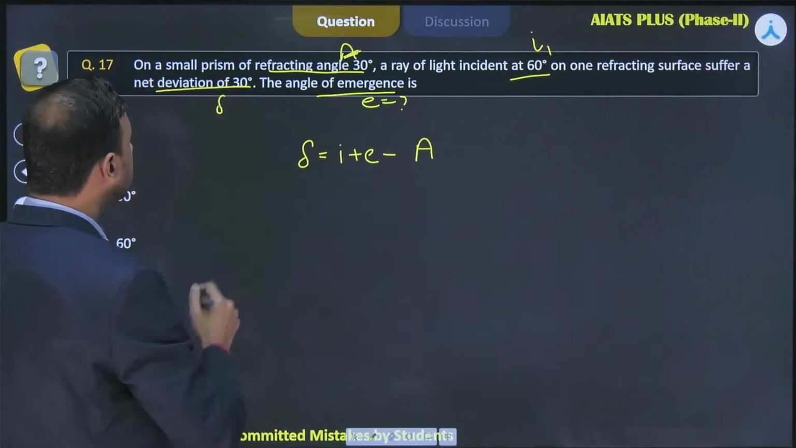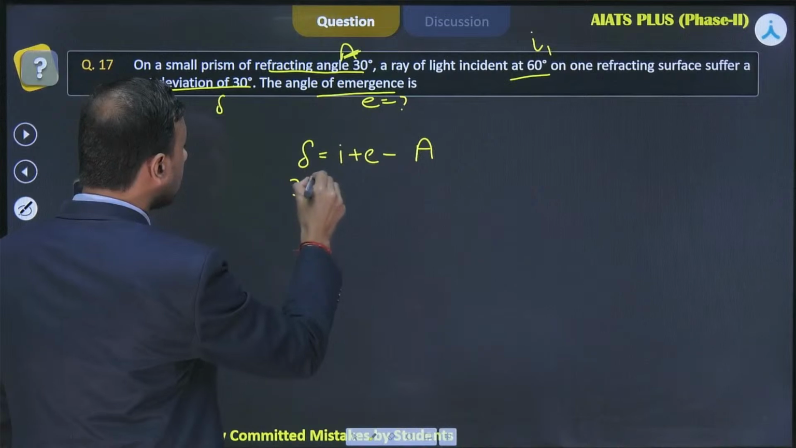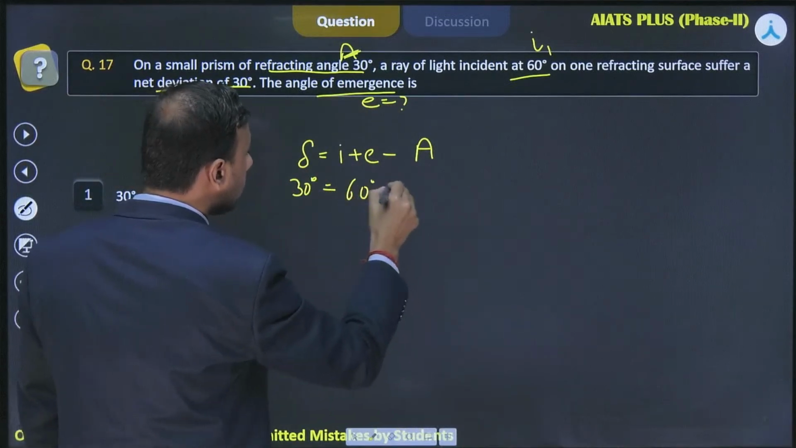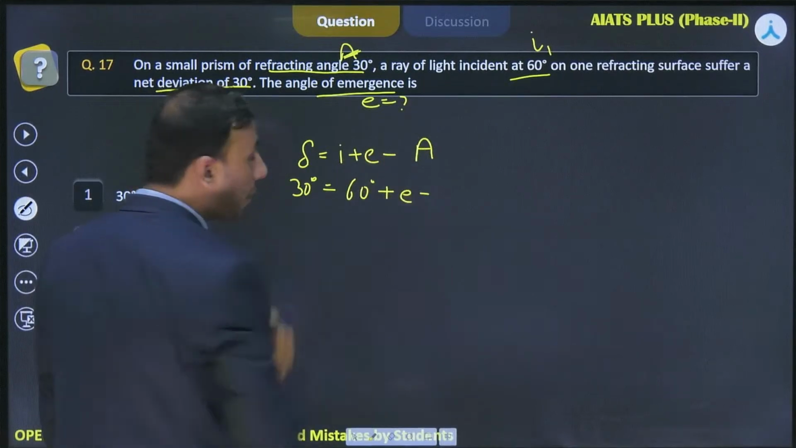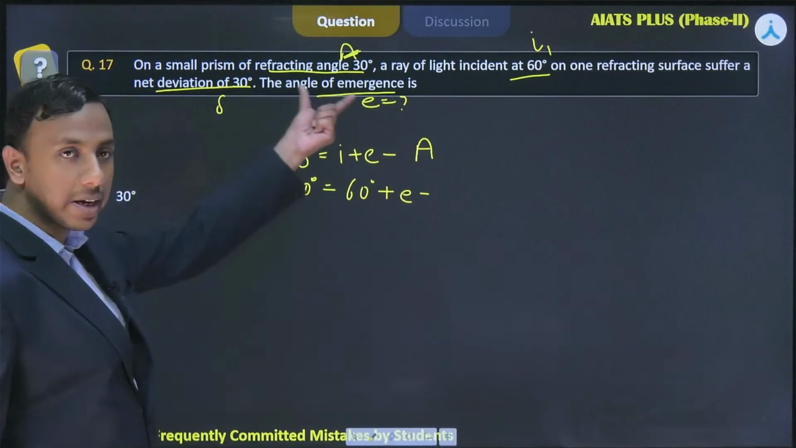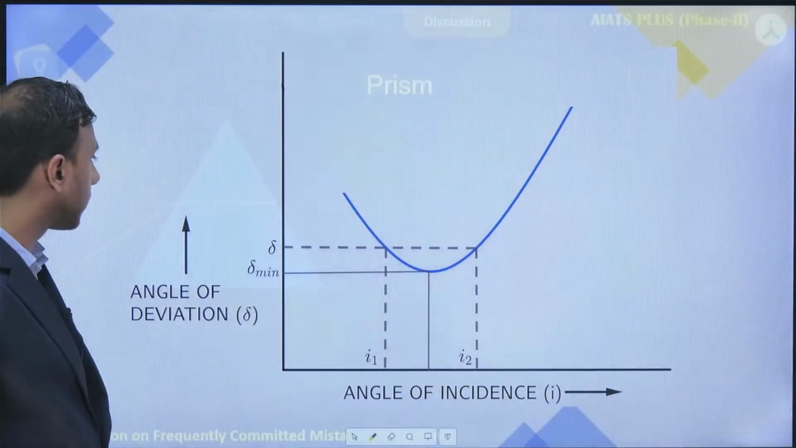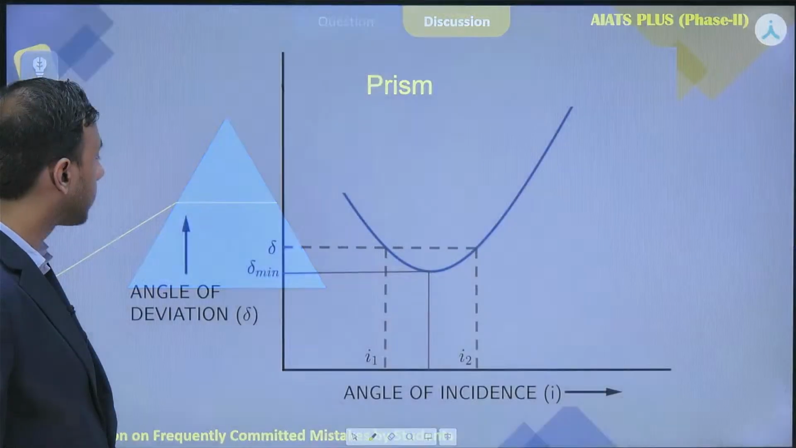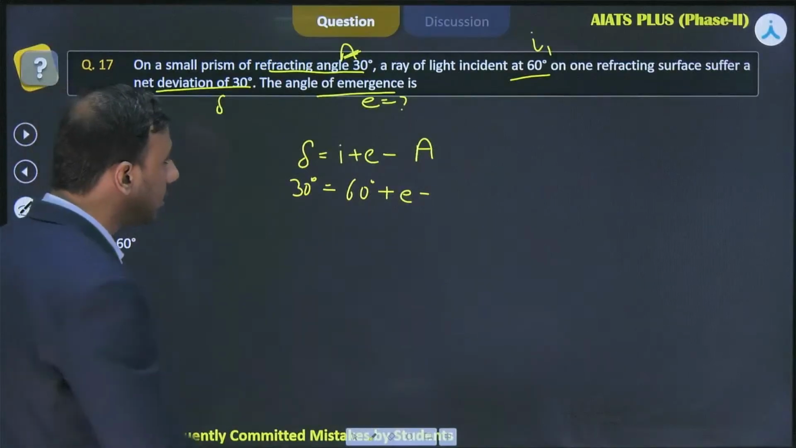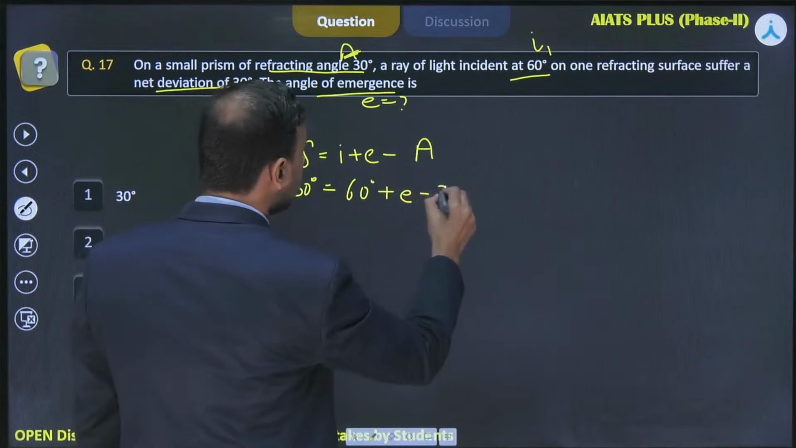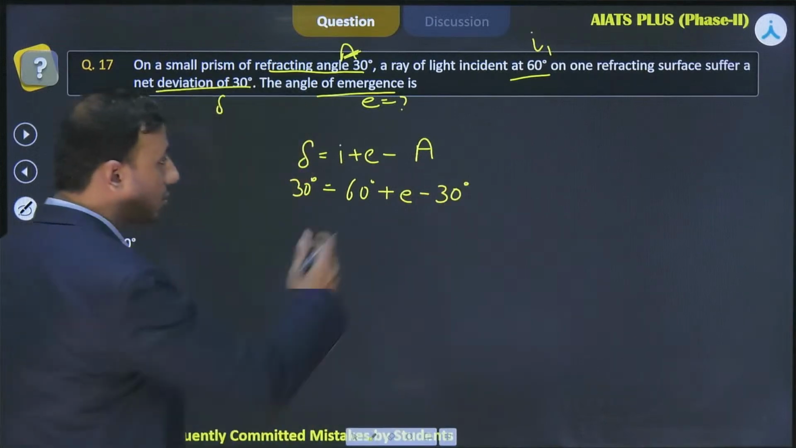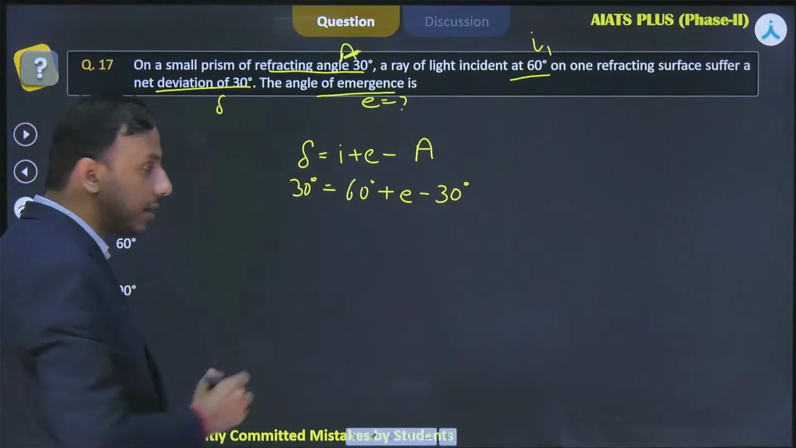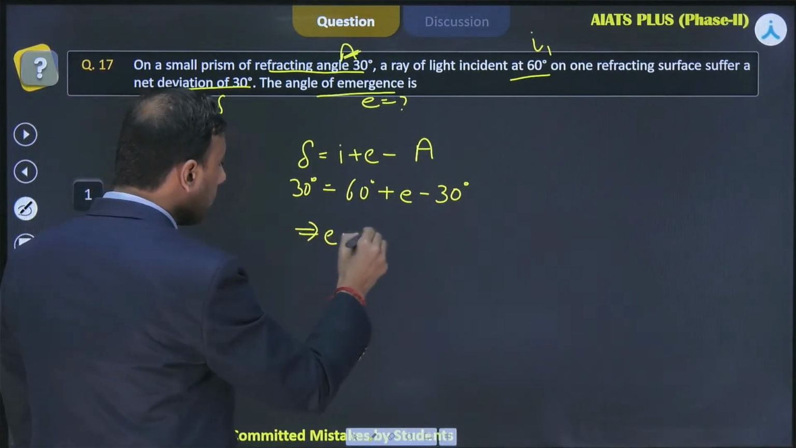So delta is how much? 30 degree is equal to I is how much? 60 degree plus E, we don't know, minus A. A is your refracting angle, right? You see the diagram. This was A. A is your refracting angle. And A is how much? 30 degree, right? So this minus 30 comes over there, becomes 60. 60 and 60 will get cancelled. So from here you are getting E is equal to 0.